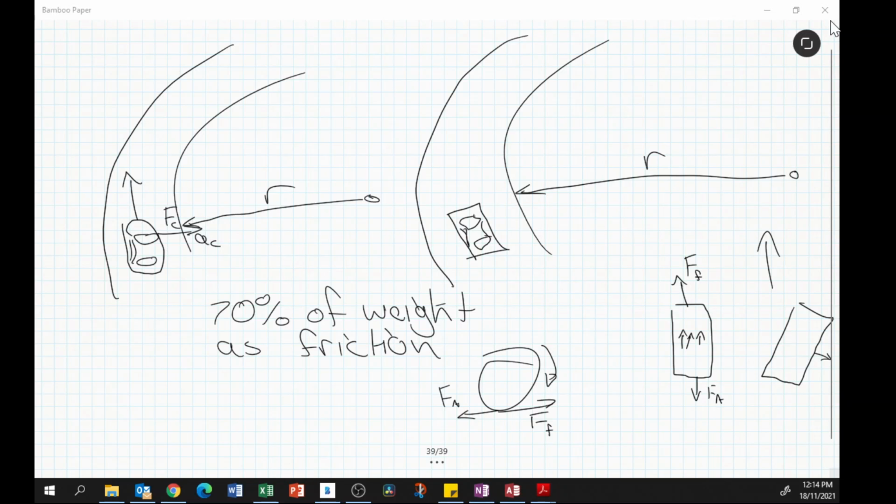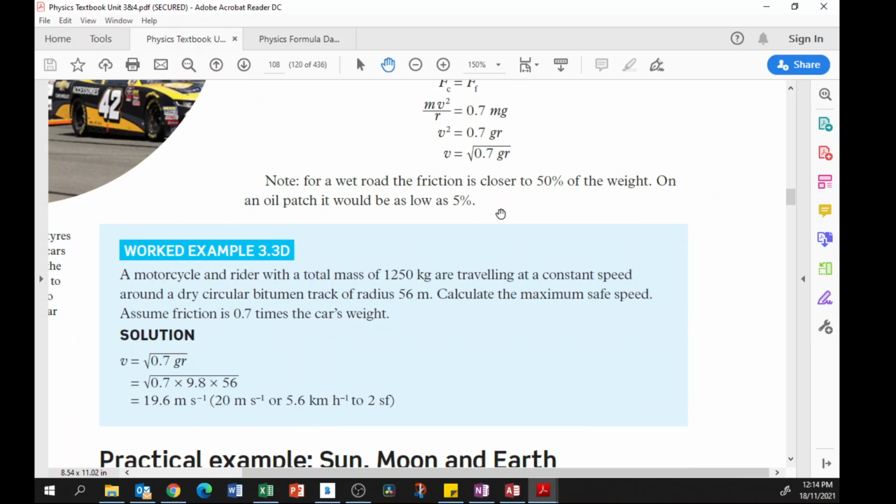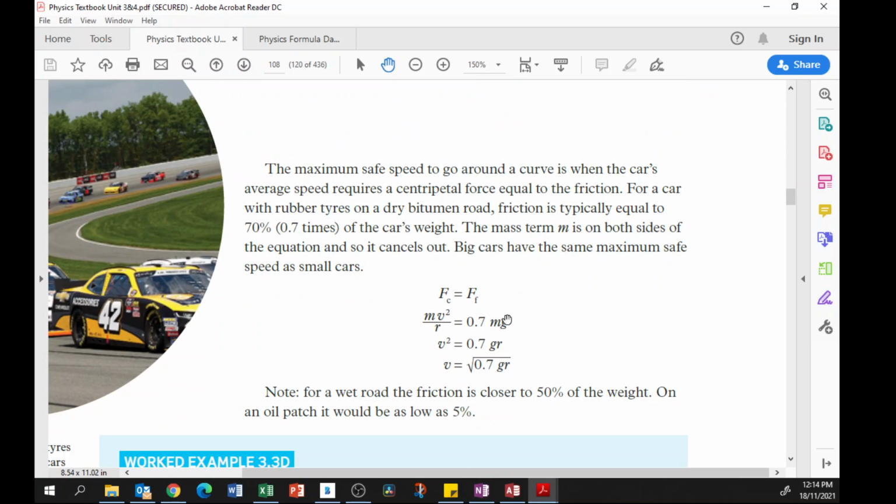I can show you a picture of it from your textbook. I think I have one here. Here you go. They talk about it in here. So Fc will equal the force of friction. If you know that that force of friction is a fraction of your weight, which it is, friction has a direct relationship with the normal force, which comes from your weight. You can tell what the velocity is, and the masses cancel out. It's entirely dependent on how sharp that corner is.